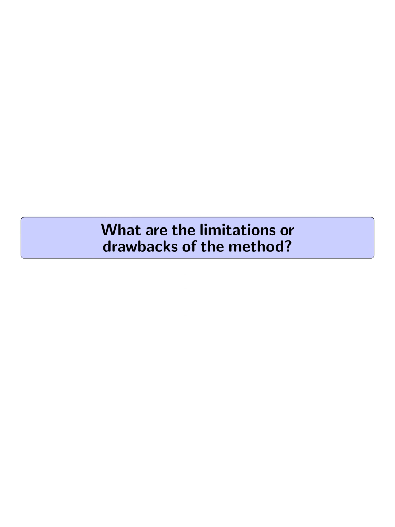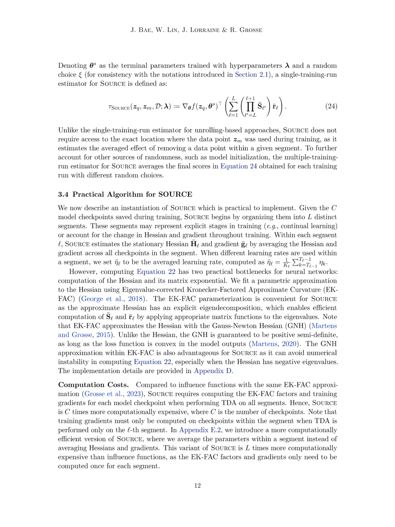What are the limitations or drawbacks of the method? The limitations or drawbacks of the SOURCE method include the computational cost, especially when compared to influence functions with the same EK-FAC approximation. SOURCE is computationally more expensive, as it requires computing the EK-FAC factors and training gradients for each model checkpoint when performing TDA on all segments.